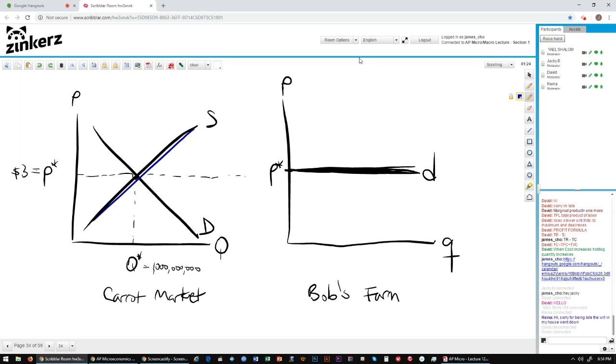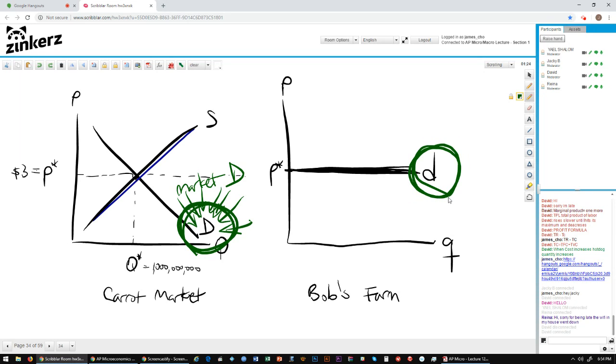Perfect. So for today, what I want you to do is understand the difference between this. What is that again? Demand of what? Of carrots. In total, all the carrots together. This is going to be market demand. What about this guy here? That's an individual demand. It's still carrots, but it's just for Bob's farm. This is going to be individual firm demand. You have to be able to differentiate, separate out the two.